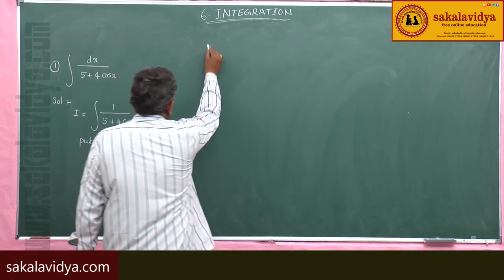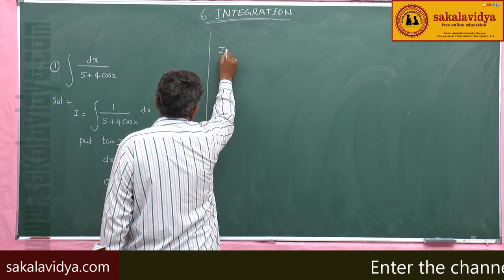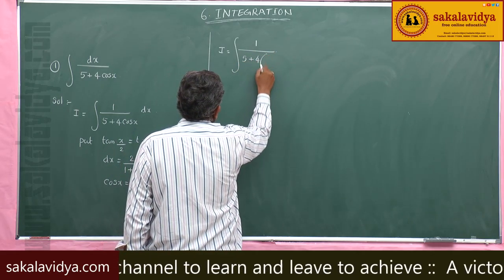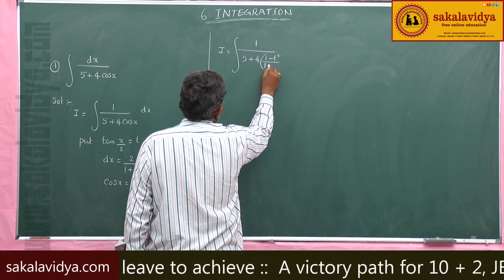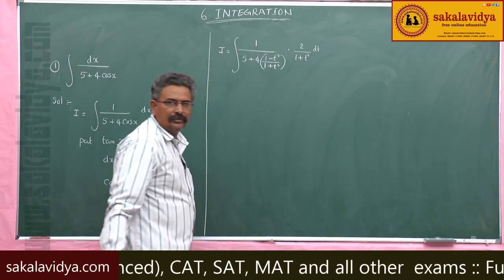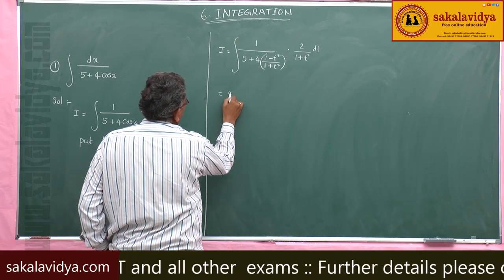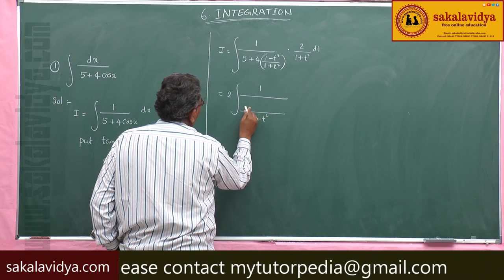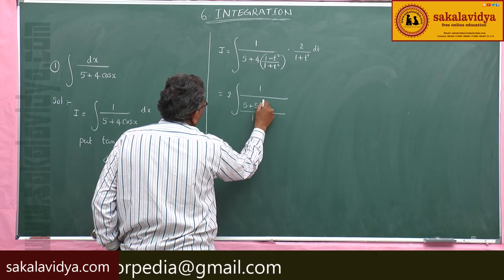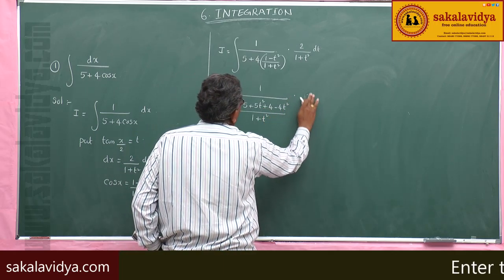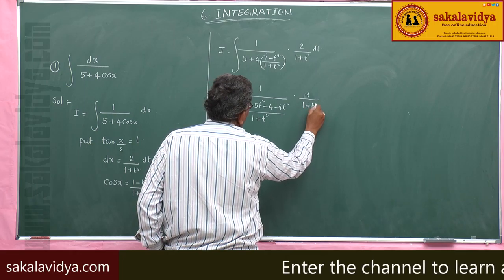Let us substitute. Now this integral I becomes integral 1 by 5 plus 4 into 1 minus t square by 1 plus t square, into 2 by 1 plus t square dt. 2 is taken out, common. Integral 1 by, 1 plus t square is the LCM, 5 plus 5t square plus 4 minus 4t square, into, already 2 is taken out, 1 by 1 plus t square dt.